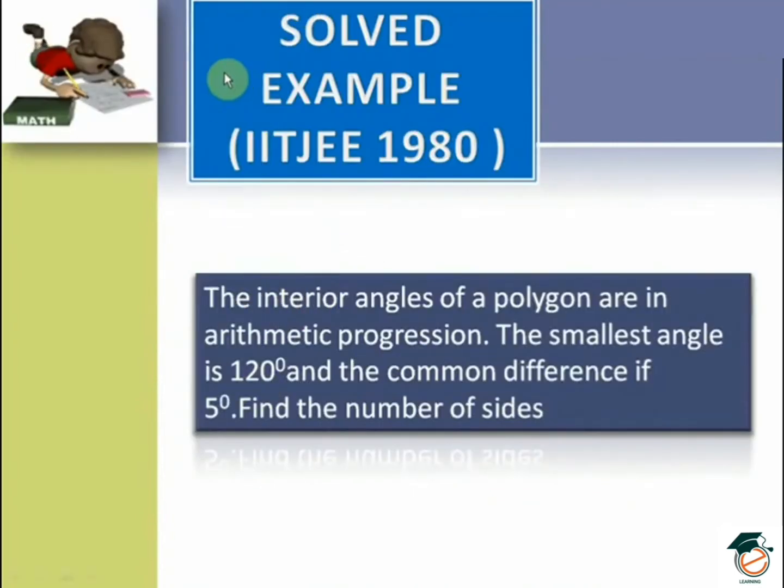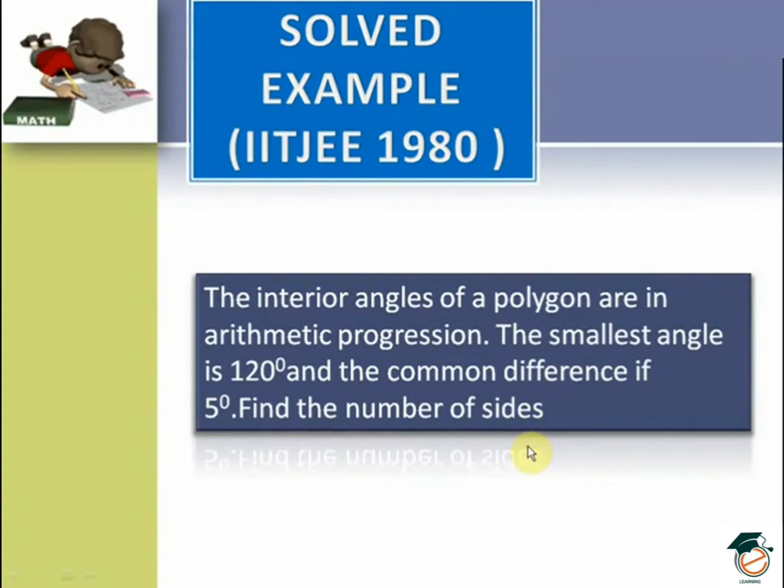Now let's solve an IIT problem. This problem appeared in 1980, and what does it say? It says that the interior angles of a polygon are in arithmetic progression. The smallest angle is 120 degrees and the common difference is 5 degrees. Find the number of sides.